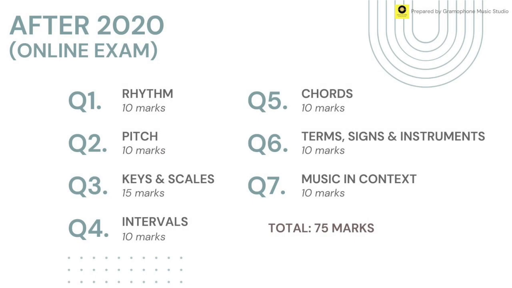And this is an overview of the online exam after 2020. The first question is on rhythm, 10 marks. Second question, pitch, 10 marks. The third question, keys and scales, 15 marks. Fourth question, intervals, 10 marks. The fifth question, chords, 10 marks. The sixth question, terms, signs, and instruments, 10 marks. And lastly, music in context, 10 marks. That makes a total of 75 marks.